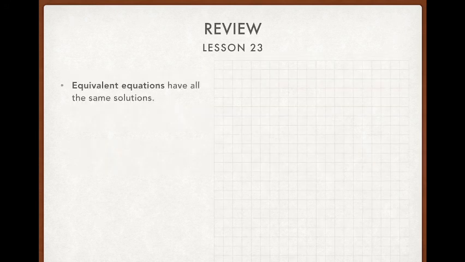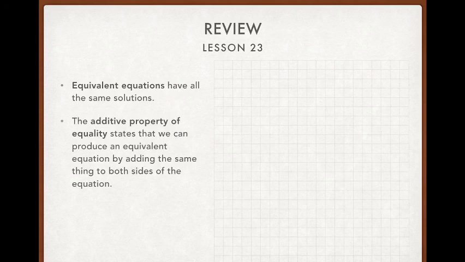In lesson 23, we introduced the term equivalent equations, which are equations that have all the same solutions as each other. The additive property of equality states that we can produce an equivalent equation by adding the same thing to both sides of the equation. In algebra, we're always trying to make our equations as simple as possible without changing the value of anything in there, while still keeping them equivalent.